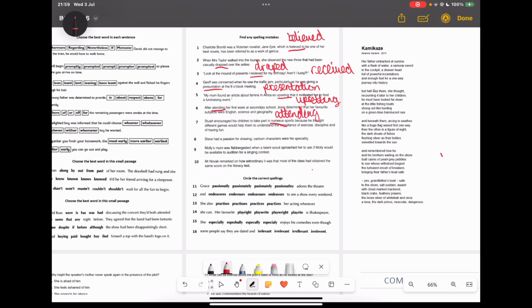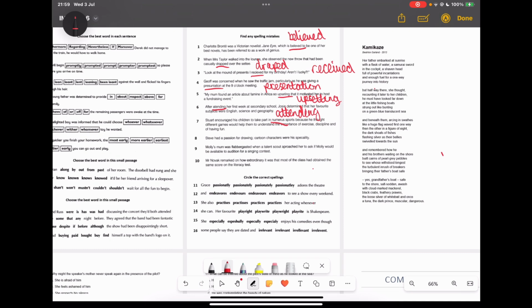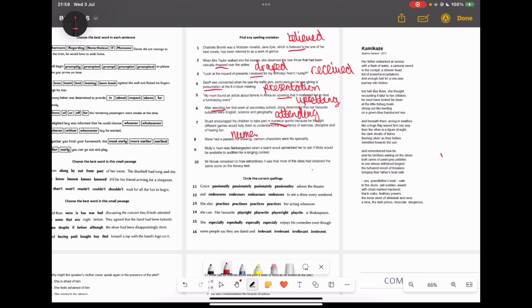Well, numerous. So numerous should be spelled as numerous. And then 8. Steve had a passion for drawing. Cartoon characters were his speciality. So 8 is speciality. So it should be spelled as speciality.